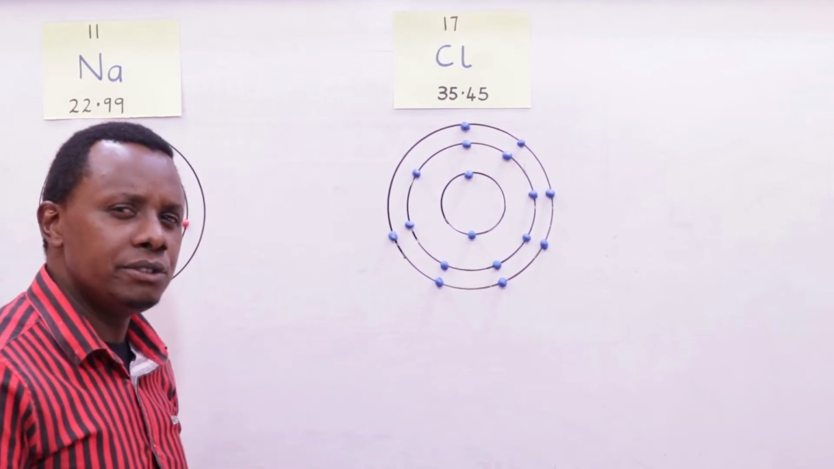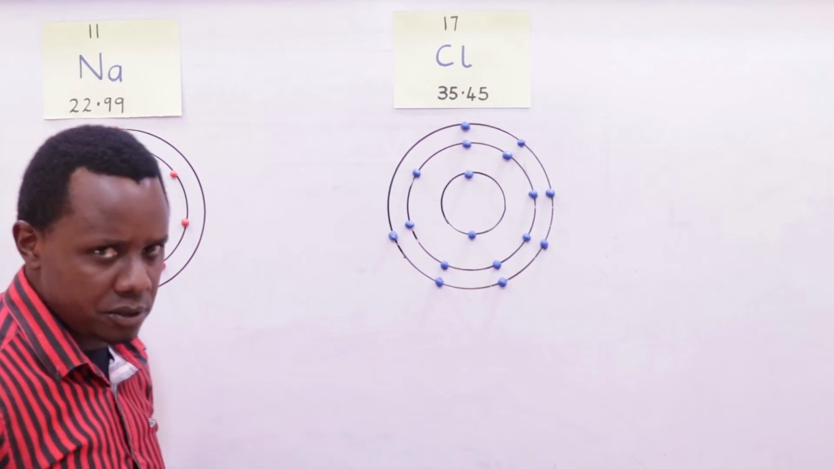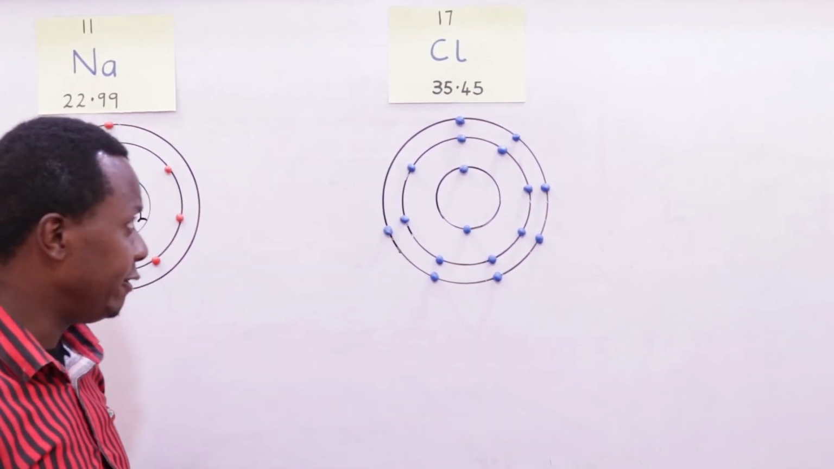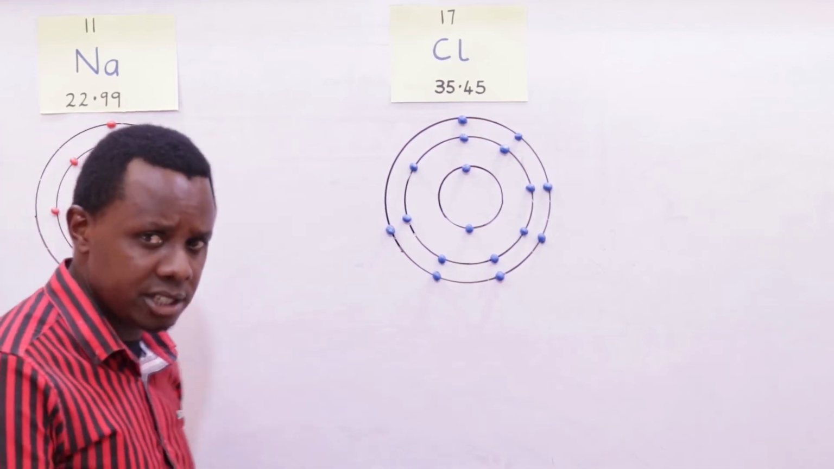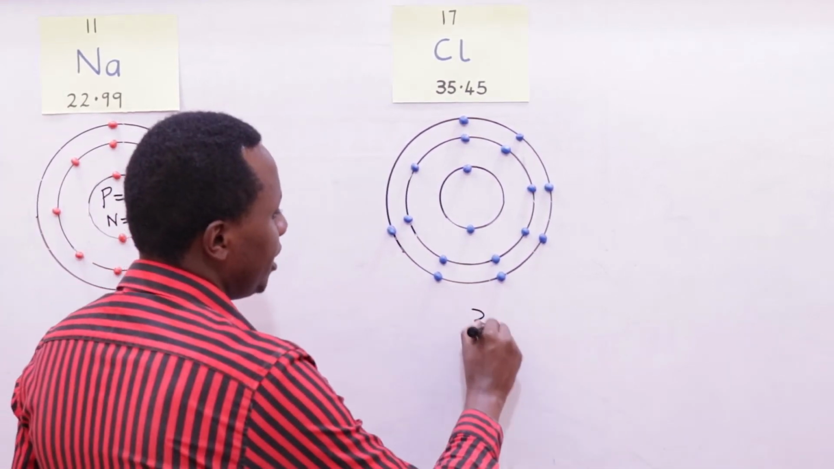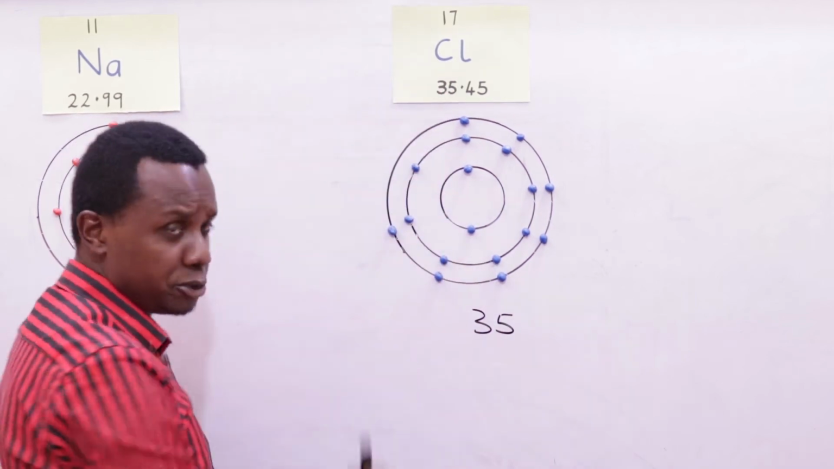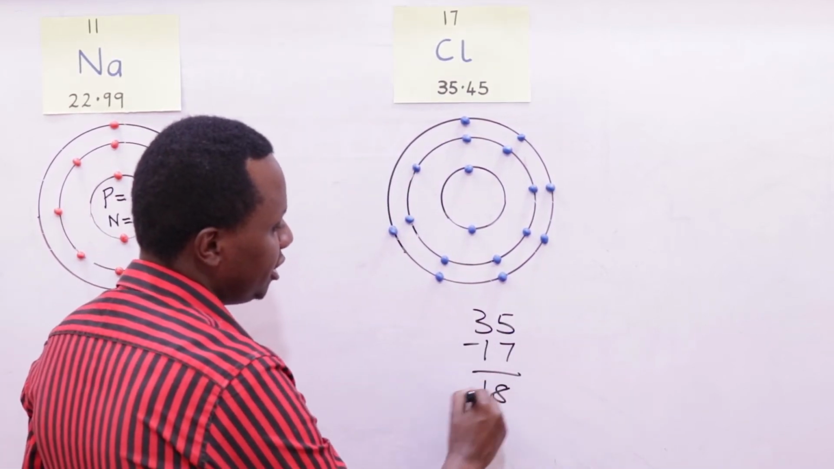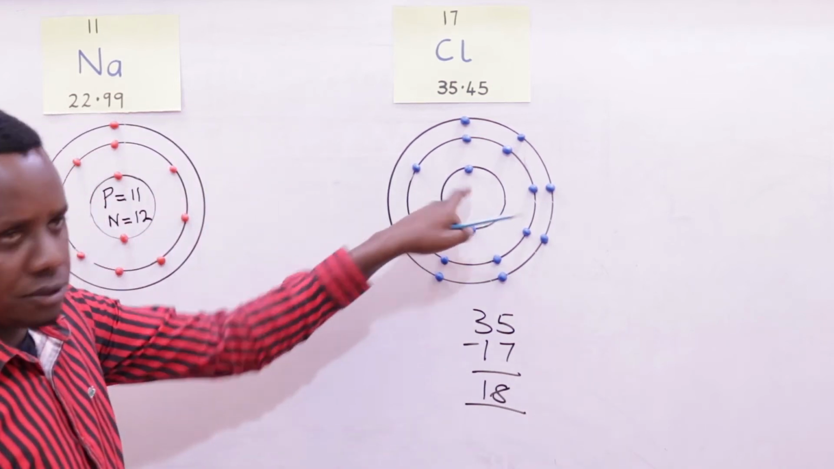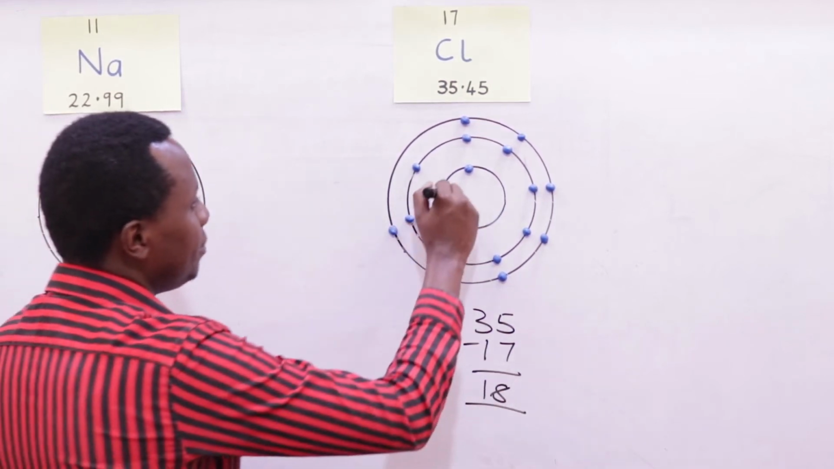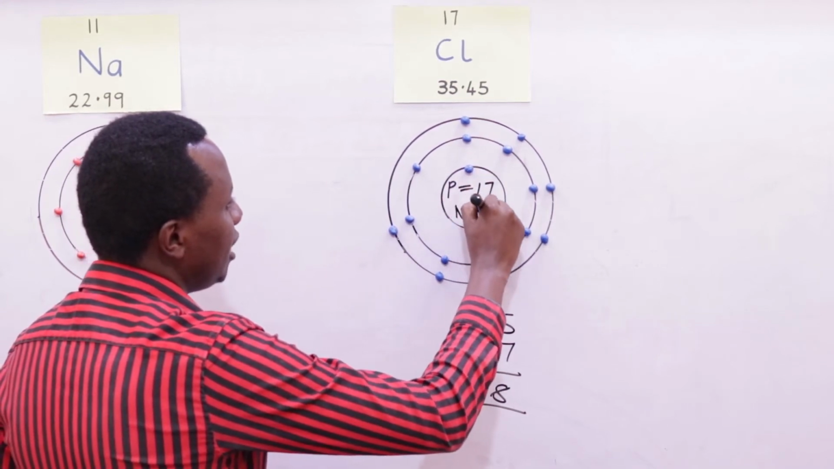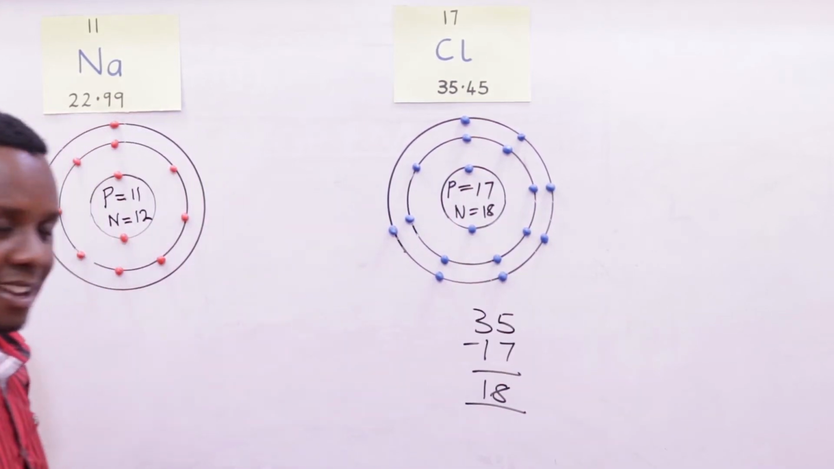Now, to get the number of neutrons, just like we have done with sodium, you need to take the mass number, which is 35.45, round it off, and you get 35. So we have 35, you subtract 17, and you get 18. So the number of neutrons here is 18. The protons are 17, the neutrons are 18.